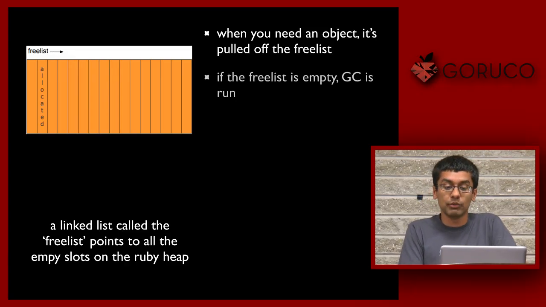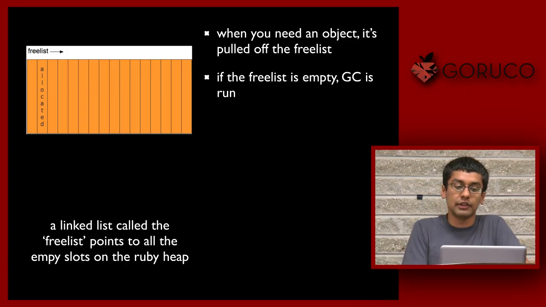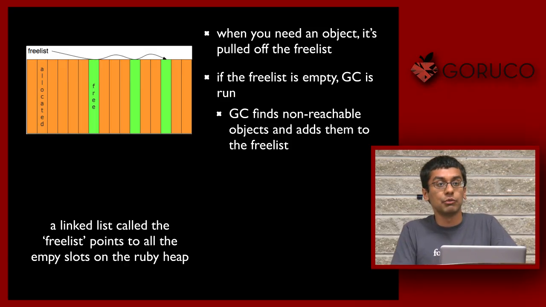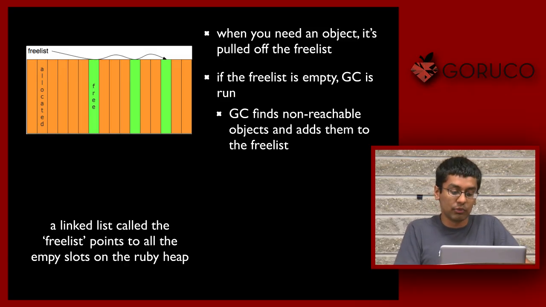Eventually, you hit a condition where your free list is empty. And so the VM no longer has any empty slots to use for your new object, and so it has to run the garbage collector. Once the garbage collector runs, it basically goes through all the slots and tries to find ones that are not in use anymore and adds all those to the free list. And now that there's objects on the free list, it can continue as normal.